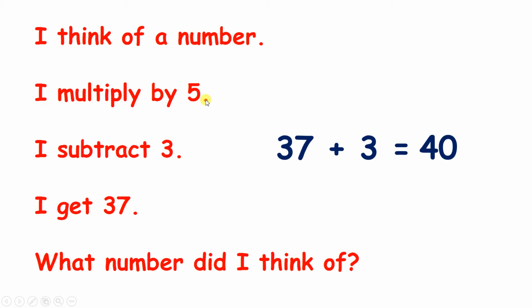I multiplied by 5 to get 40, so if we're using the inverse operation, we can divide 40 by 5. If we count up in 5s until we get to 40, we'll need to count 8 times, because 5 times 8 is 40. So 40 divided by 5 is 8. So 8 is our number. And we can check this, because if 8 is our number, we multiply 8 by 5, we get 40. Then we subtract 3 from 40, we get 37.